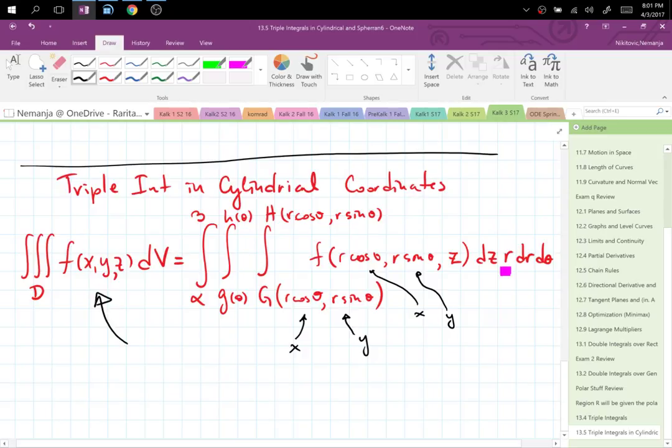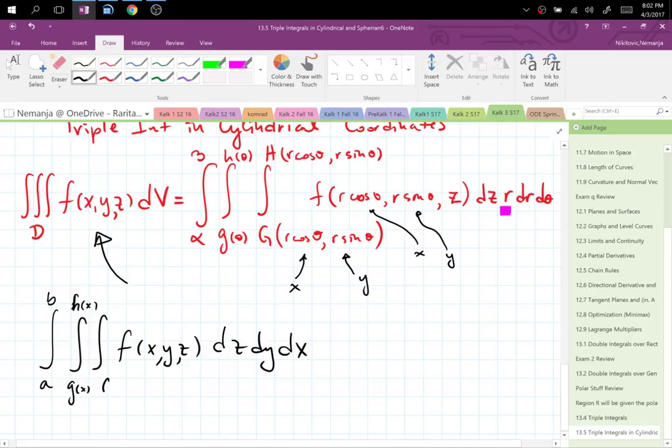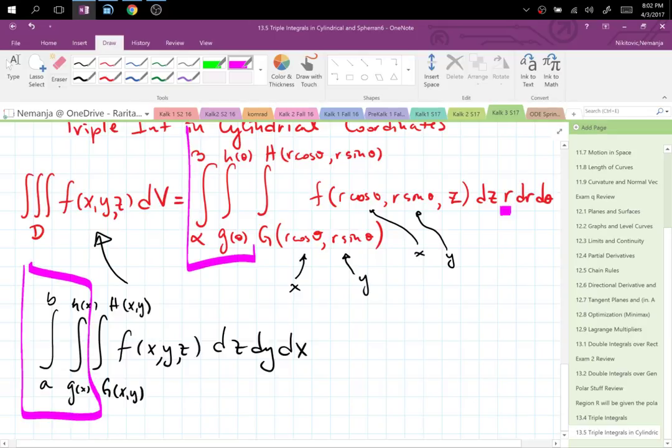Because if you take a look at your input, the integral is a to b, and then this is f of x, y, z, let's say, dz dy dx. So this one over here is g of x, and this one is h of x, and this is capital G of x, y, and this is capital H of x, y. These two integrals have to be the same thing. Now, I am swapping these two integrals here with these integrals here, which give me the polar coordinates. So, good old xy input into a polar coordinates input.